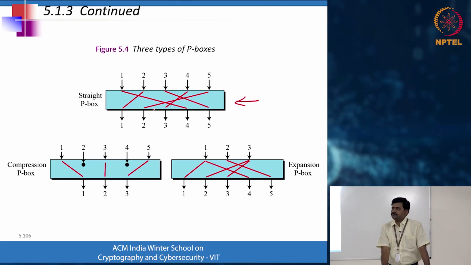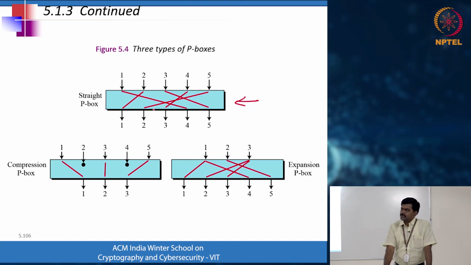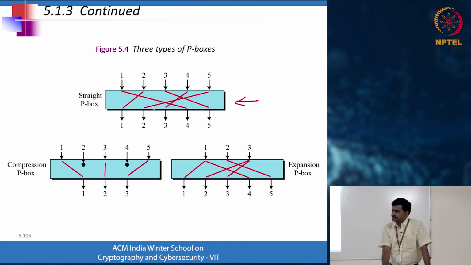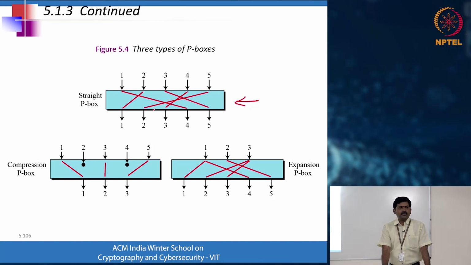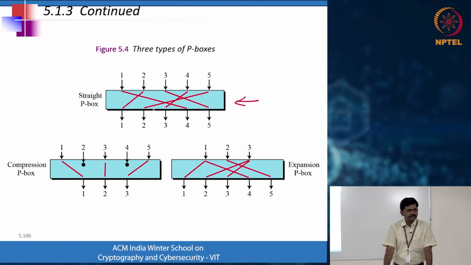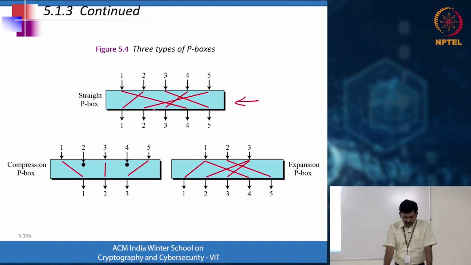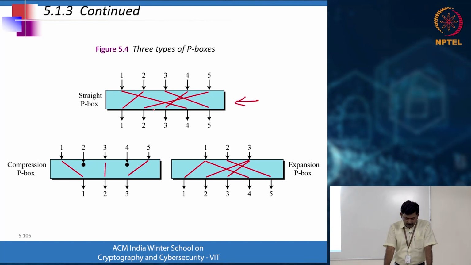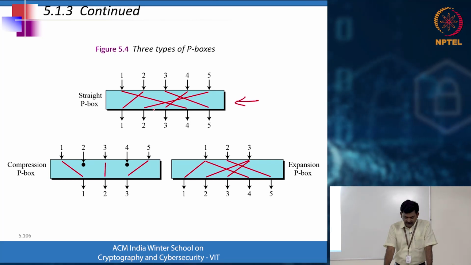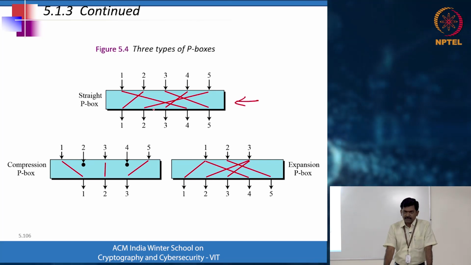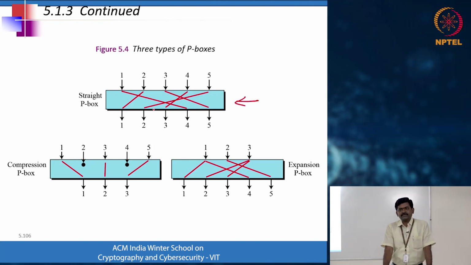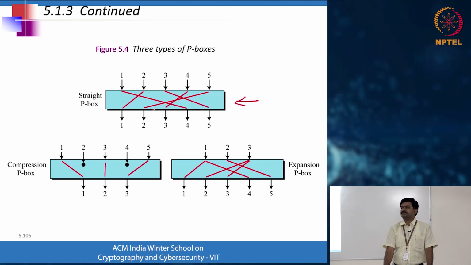What next do you have? You have compression. So the box takes how many bits as input? 5. How many bits is it producing? 3. So that means it is compressing. You notice that the first bit is going to the first bit. You compress the second one. Third one goes to the second. Fourth gets compressed in this case. Fifth goes to the third. So compression.